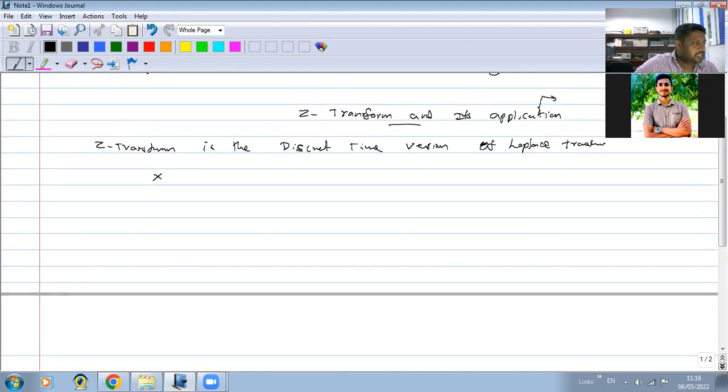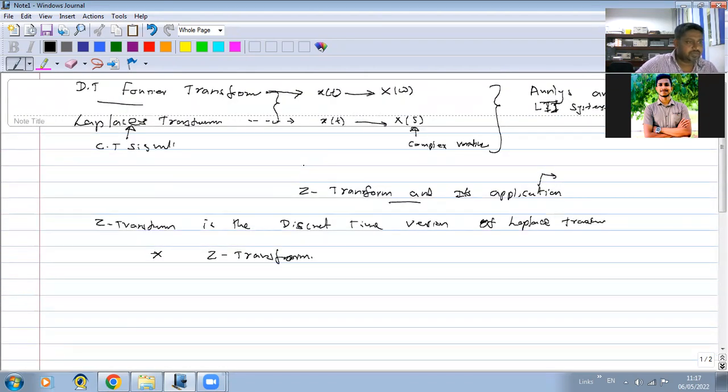I will directly give the formal equation for Z transform. Okay, so this is the formal equation for Z transform. I said that this is for discrete time signal. Okay, I already told that this is for discrete time signal.